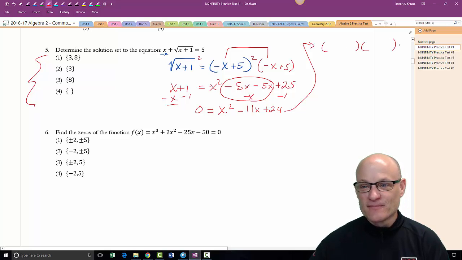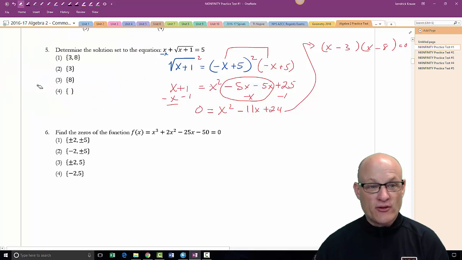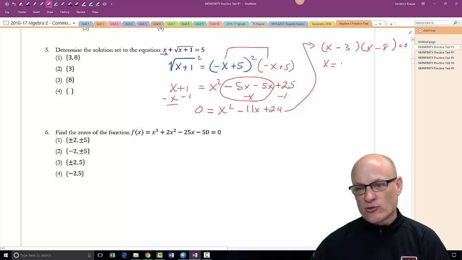We're going to factor this. Factoring's pretty easy. Multiply to 24, add up to negative 11. That's minus 3 and minus 8. Should have known that those were going to be the numbers because there's only 3's and 8's over here. So my two answers appear to be x equals 3 and x equals 8.